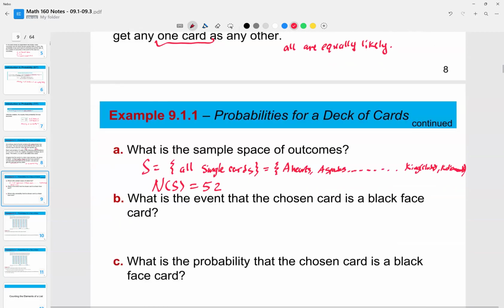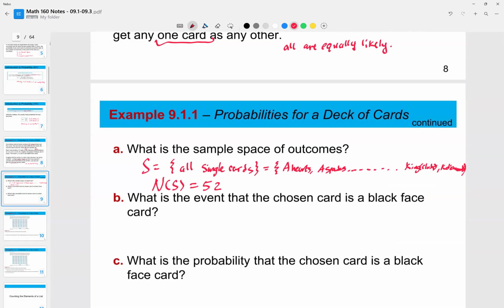So part B asks a more interesting question. What's the event that the chosen card, and again, we're only choosing one at random, is a black face card? Well, to do that, we would say E is the set of all black face cards. Let's write out what that is. There are only two black suits, so there's the club and the spade, and the face cards are the jack, queen, and king.